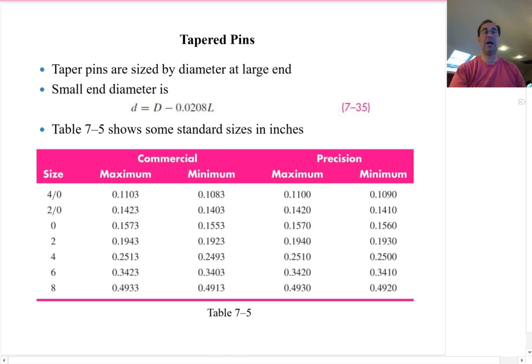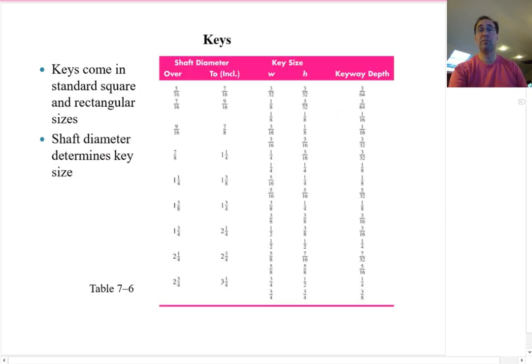Tapered pins, I've seen these in some mechanisms, but not used with shafts. I know they're probably used, but if you're going to use one, God knows what you'd use it for, locating a component onto the shaft. I don't really suggest it, but if you do, here's again some standard sizes. And here we're back to keys with standard sizes of keys. This is actually really useful, so that you know what width and height.